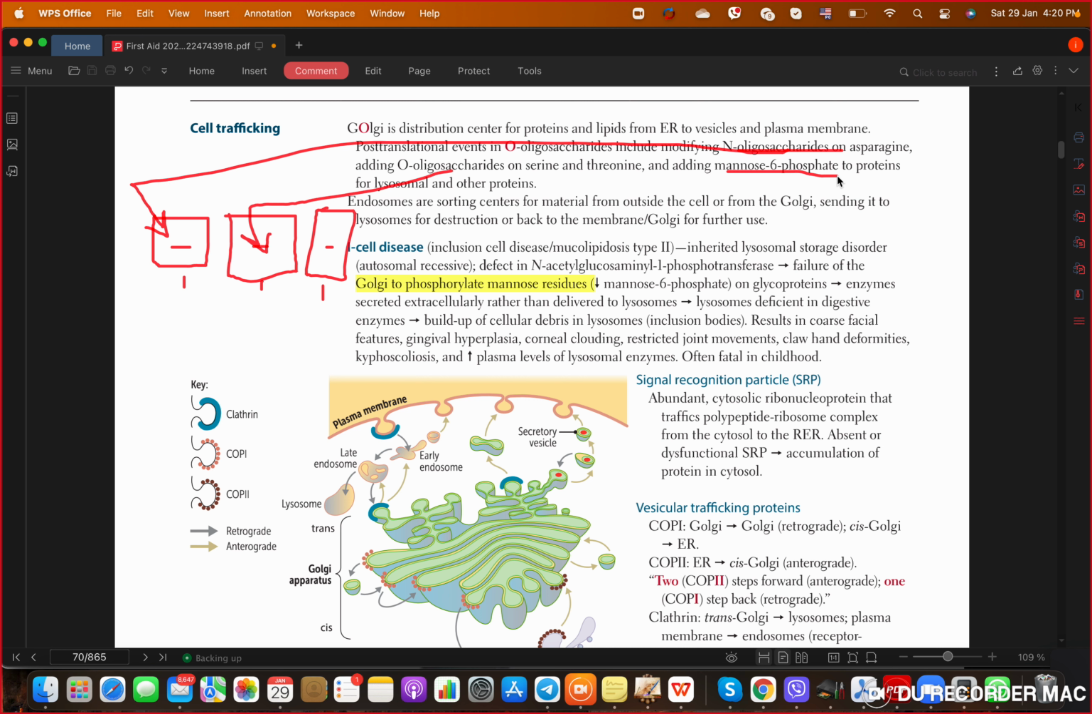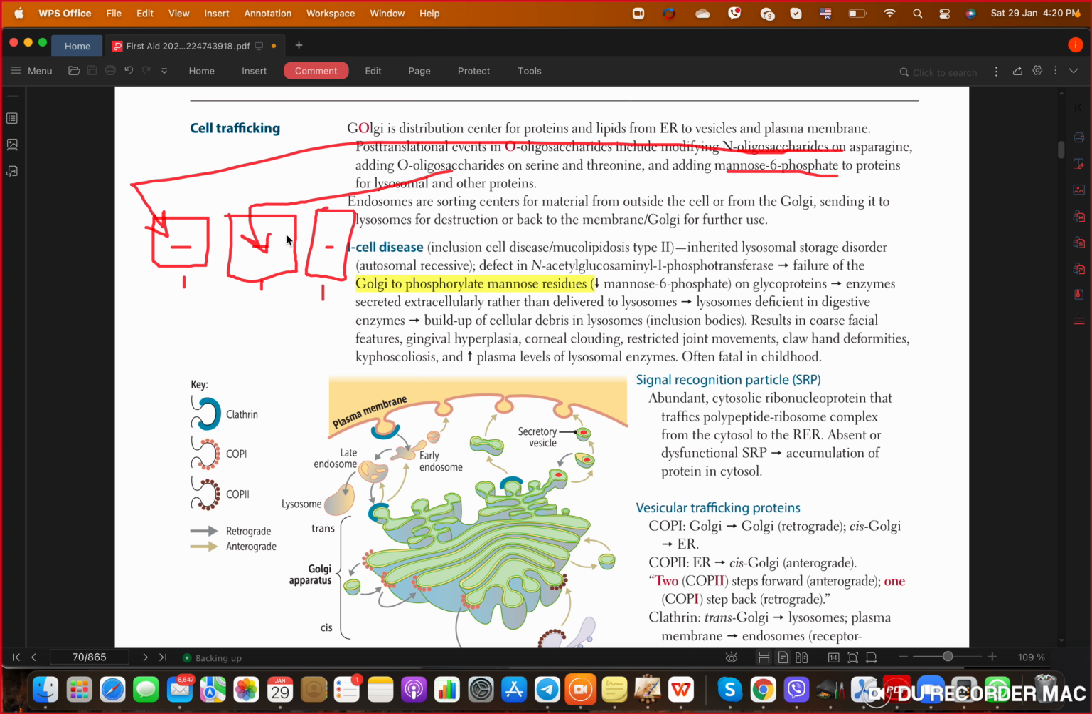It will be destroyed by the lysosomes, okay? So far so good. If you add something, it basically helps it to traffic. So what do I need to remember about the amino acids, Doc? Like N is for asparagine and O is for serine? Not really. And threonine? Okay.